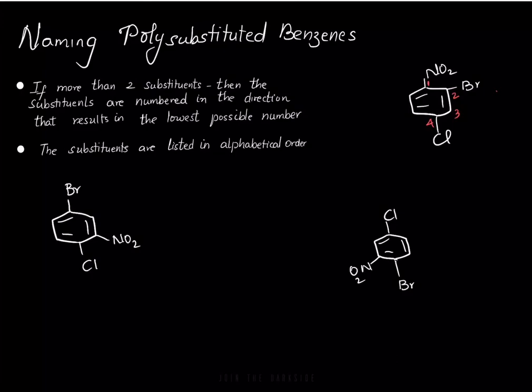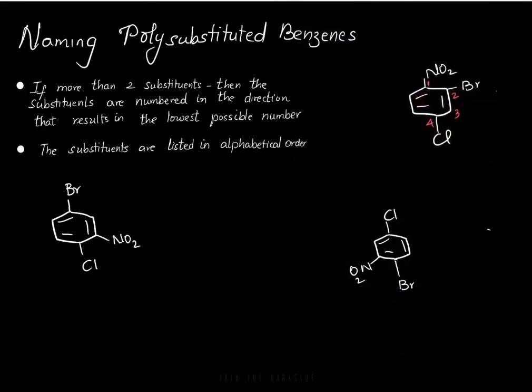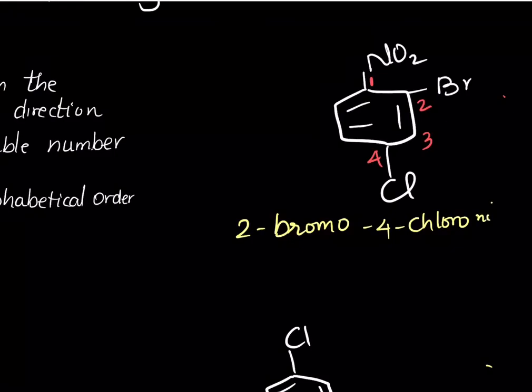So when you do that, it's going to be 2-bromo, 4-chloro, nitrobenzene. Okay, remember they're all listed in alphabetical order, so B comes first and then C and then N.